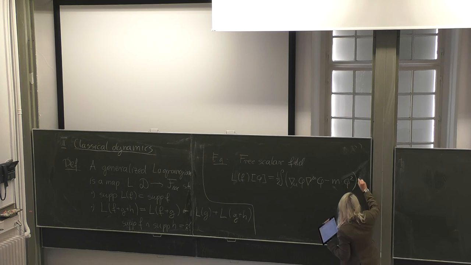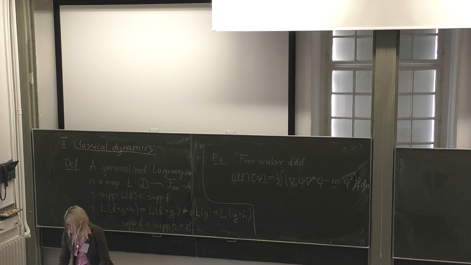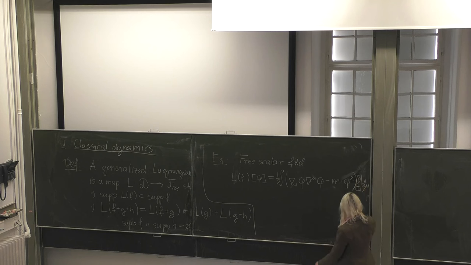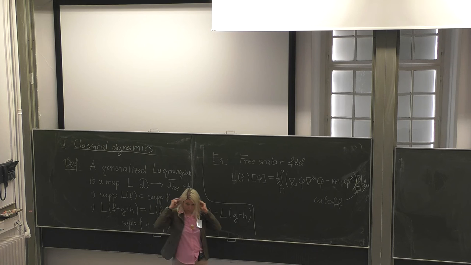I multiply it with that test function and integrate with the volume form. So the test function here enters as a sort of cutoff. And there's a good reason for that. We cannot just put F equals 1, because our manifold here, the one we are integrating on, is non-compact. So this whole expression wouldn't make much sense.